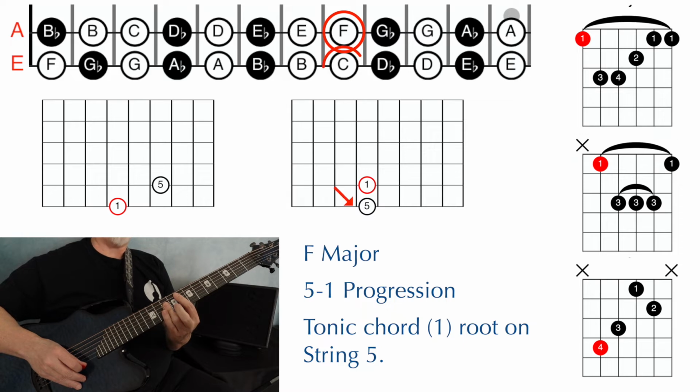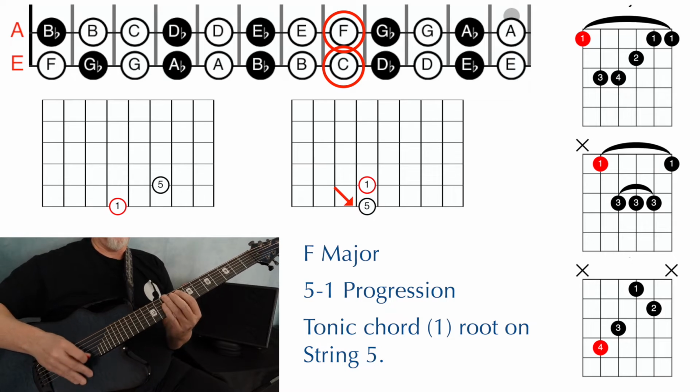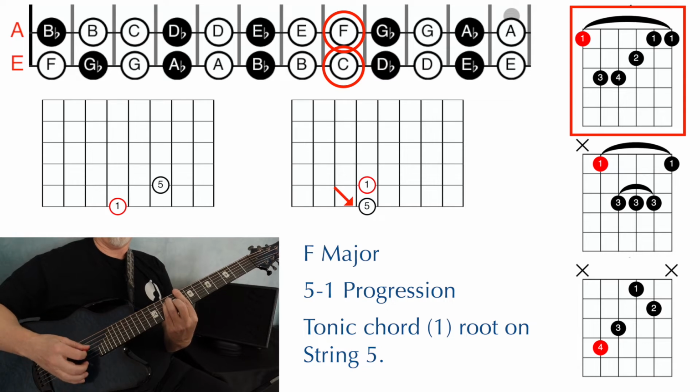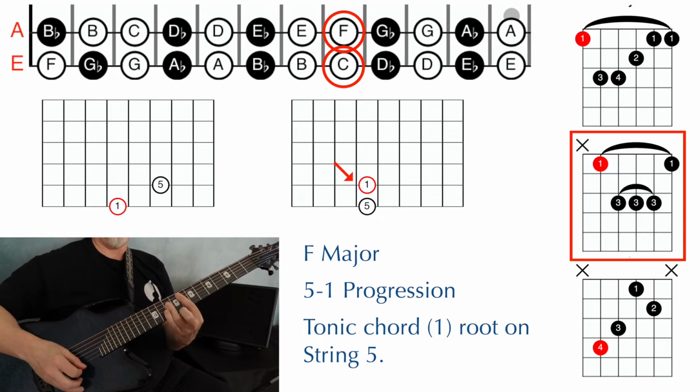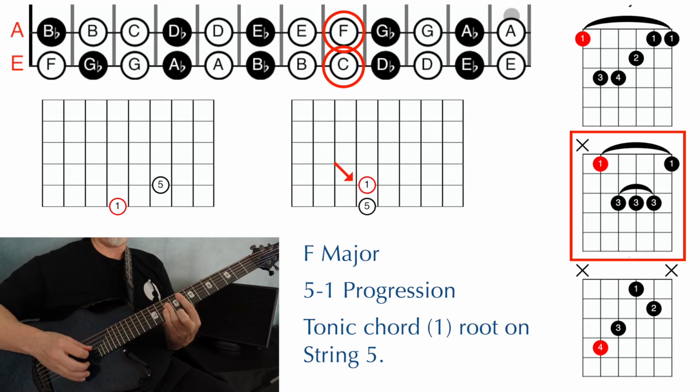And the root of the 5 chord, in this case, is always going to be on the same fret on the 6th string. 1, 5, 1, 5, 1. So if that's on the 6th string, you'll use that 6th string major shape. So we have F, C, F, or 1, 5, 1.